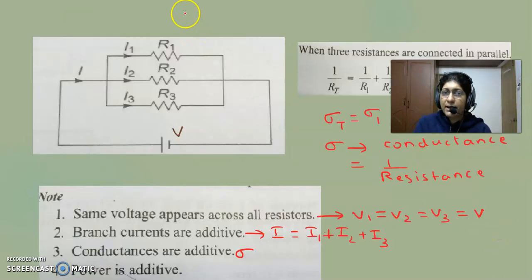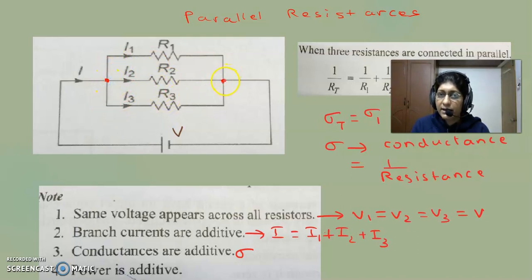Coming back to our parallel resistance circuit. Now these three resistances are connected in parallel. What made me say that they are connected in parallel? See that the resistors are connected end to end.